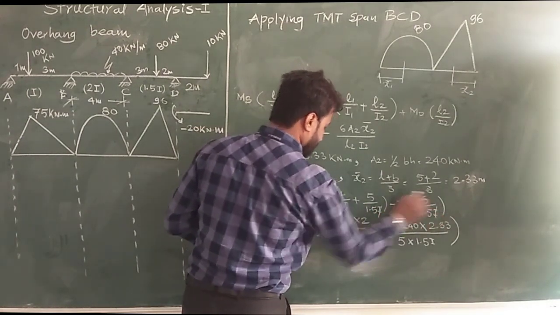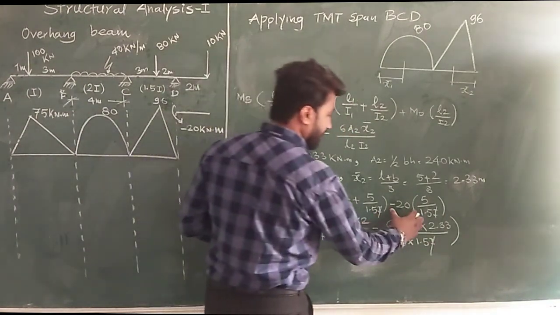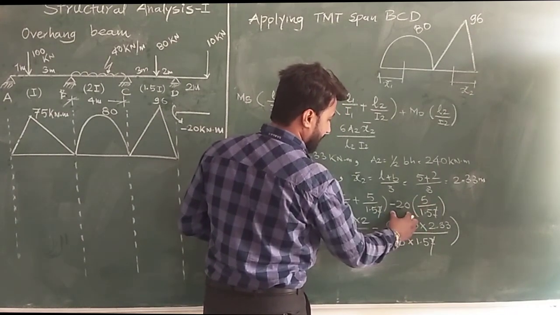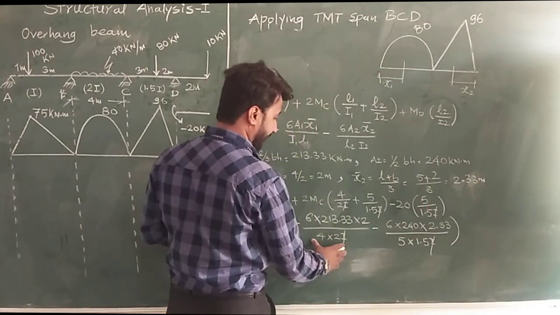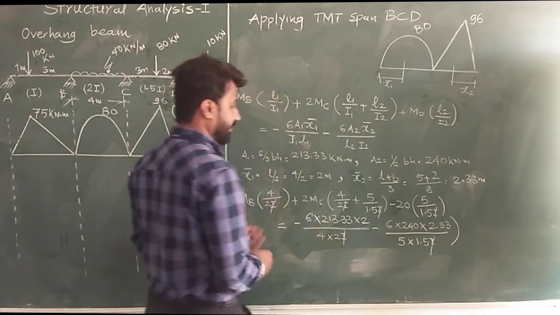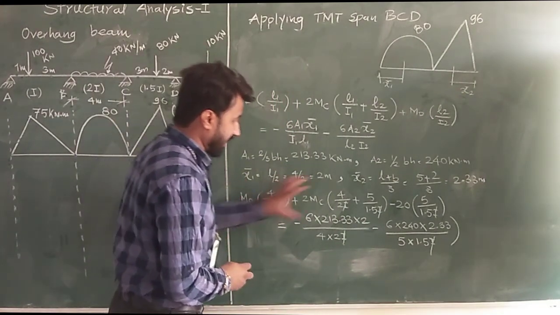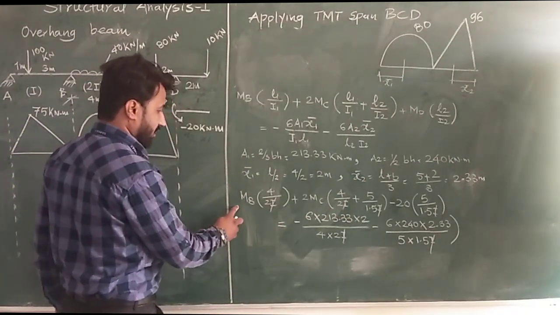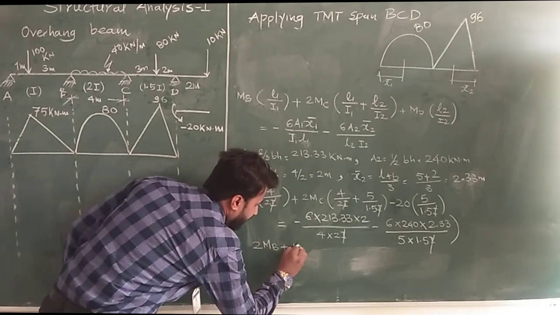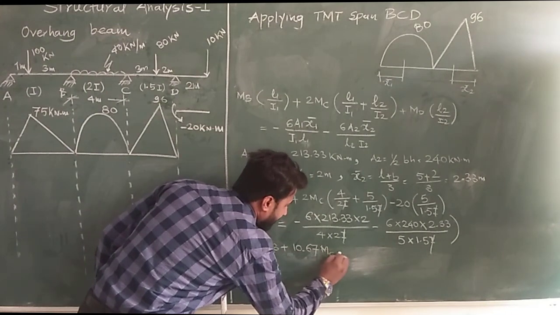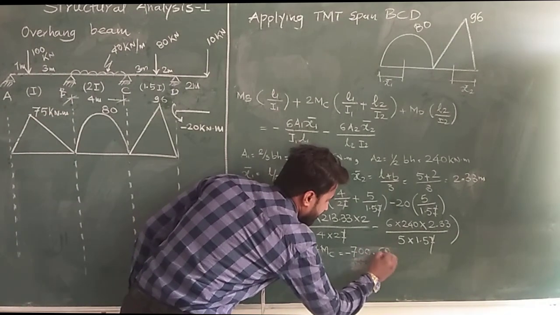First we will cancel this I value from both the sides, and we will then calculate this value. We will take it to the other side of the equal sign. So this will be plus 20 into 5 by 1.5 added in this equation. Okay. So whatever the calculation is, I am writing directly over here. So after the calculation we are getting equation number 2. The equation we are getting is 2 MB plus 10.67 MC is equal to minus 700.68.